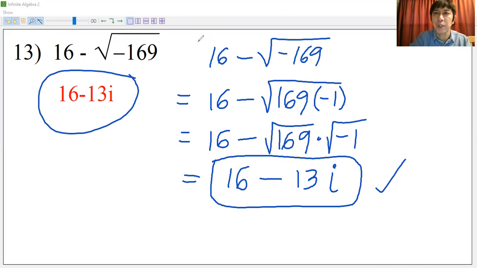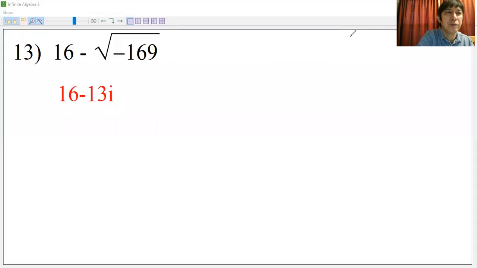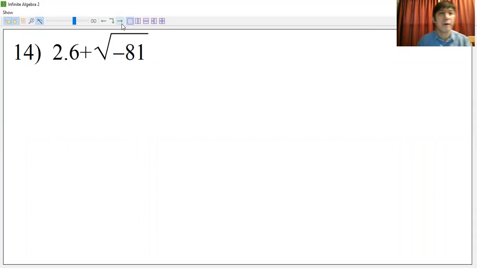Let me clear the screen. Okay, let's continue with number 14. Here's number 14. We have a real number 2.6 plus the square root of a negative 81. We shall write the problem first. We're given 2.6, so this is a decimal number. So that's another real number, so that will be considered the real part.